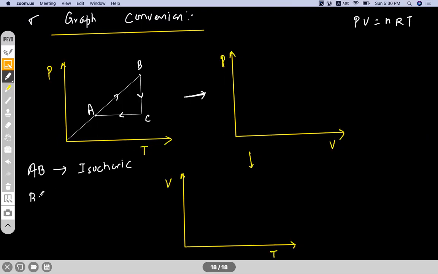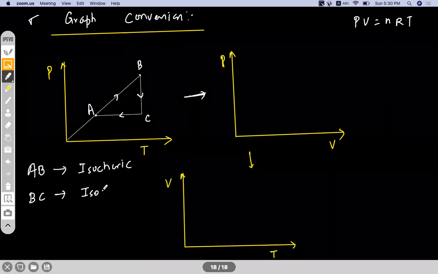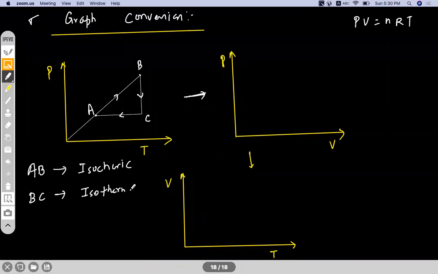Similarly, BC, could you tell me? BC, we have a constant temperature line, right? It is isothermal. And what is CA? CA is isobaric because the pressure is constant. So all these three processes we have. Correct. Now we need to convert this into a PV graph.